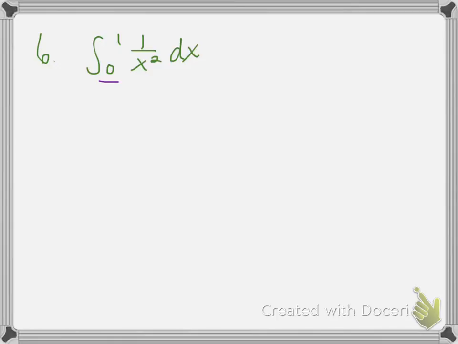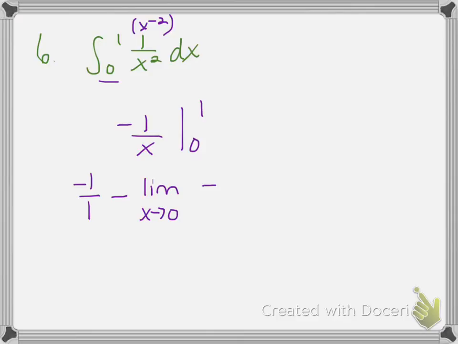Find the antiderivative. This is x to the negative 2, so we add 1 and divide by it, negative 1 over x. We're going to evaluate it. You can go ahead and plug in the 1. And then here you want to do the limit as you approach 0 of negative 1 over x. So we have negative 1 minus, alright, let's see, plugging in a 0, these two negatives make a positive, 1 over 0 is infinity. So if we add negative 1 to infinity, we get infinity. So that means that it diverges.